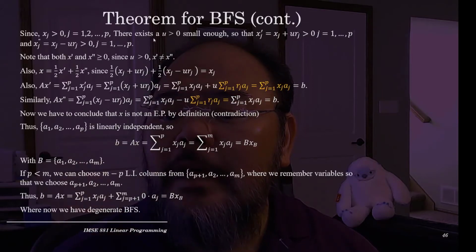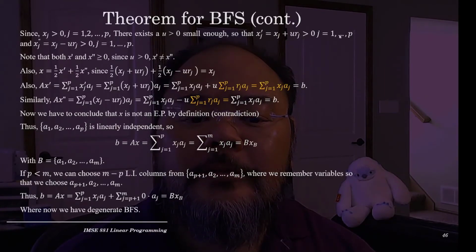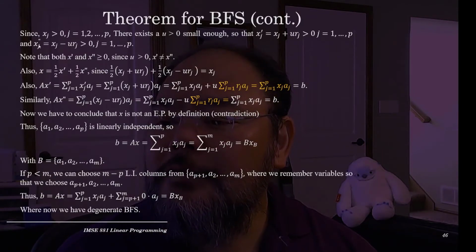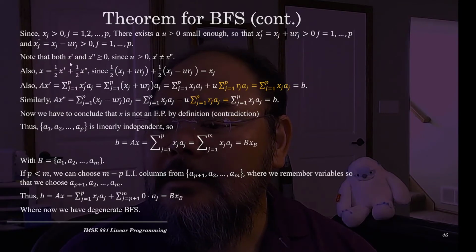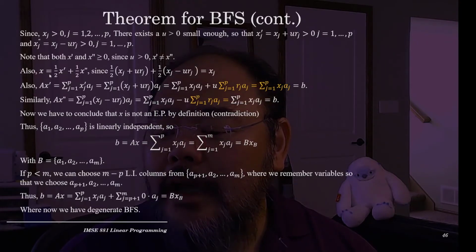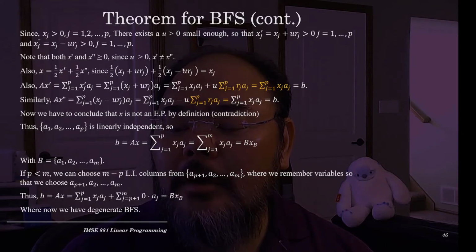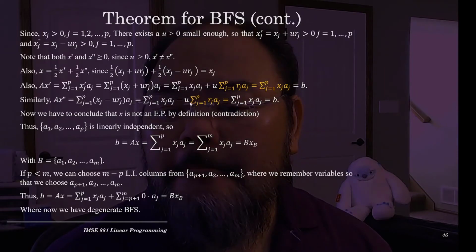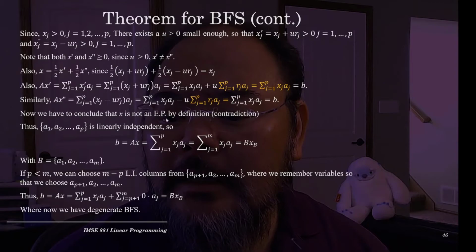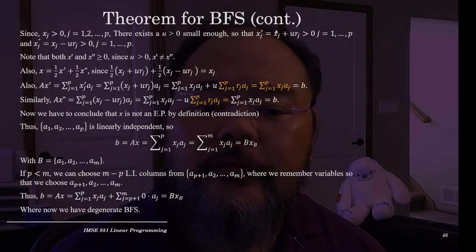Since xj is greater than 0 for all these p, since they are positive numbers, there exists a u small enough such that x prime equals xj plus u times rj for all the p, and also small enough such that xj double prime equals xj minus u times rj. Since u is greater than 0, x prime and x double prime are different. We can also represent x as half of x prime plus half of x double prime, since this part and that part cancel out. See what I'm saying? So we can prove that x is not an extreme point by definition, because we can find x prime and x double prime that are different by this much.